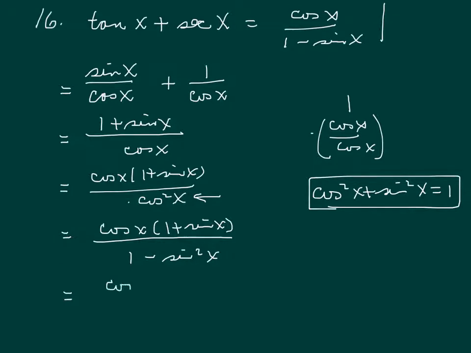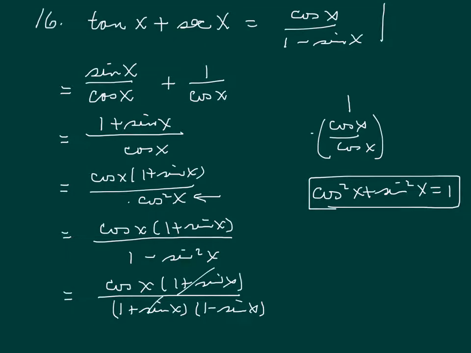Now, leaving the top the same, I see that the bottom is a perfect square. 1 minus sine squared x would be 1 plus sine x, 1 minus sine x. The 1 plus sine x cancels out on top, and I'm left with cosine x over 1 minus sine x, which is what I desired originally.